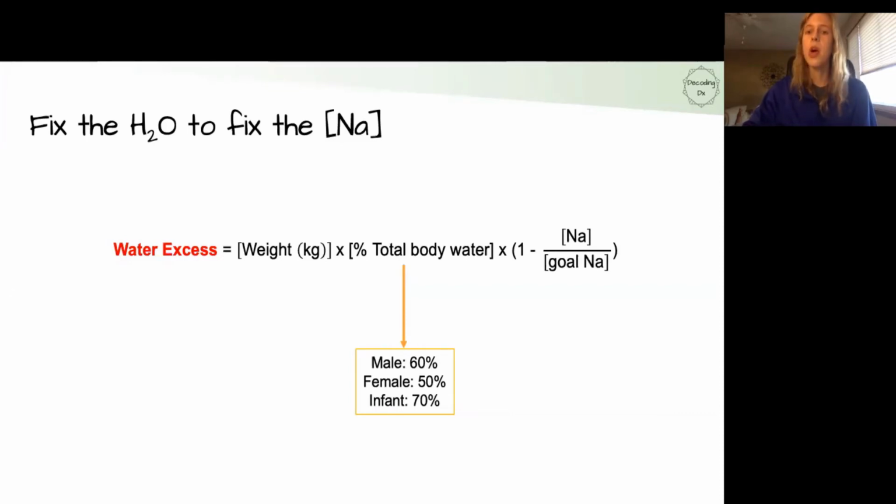And then you're going to take 1 minus their measured sodium that you get on your BMP over the goal sodium. So this can change based on what your goals for this patient are. We know that the normal range of sodium is 135 to 145. So maybe your goal is 135. Or maybe you say, we just want to get it to a safe range, which would be like 125 or in the upper 20s. So you're able to choose that goal sodium based on your clinical judgment of what is the goal for your patient.